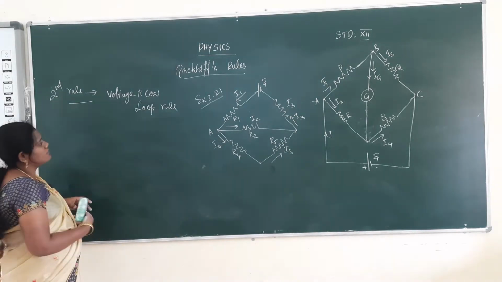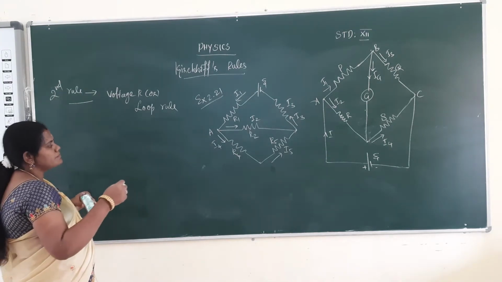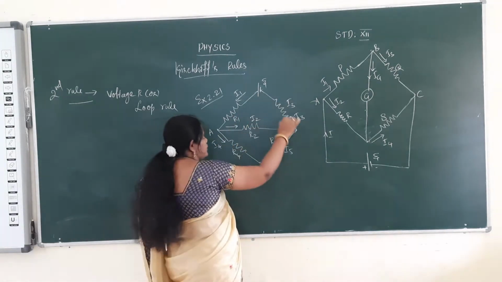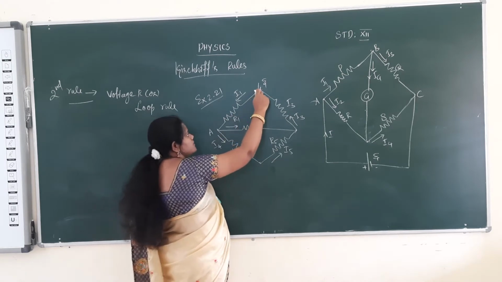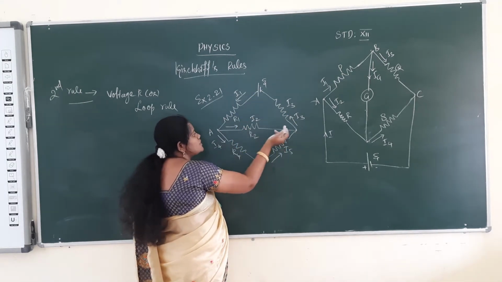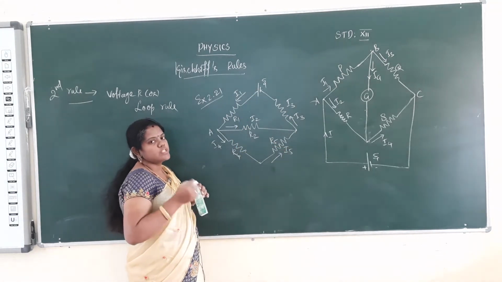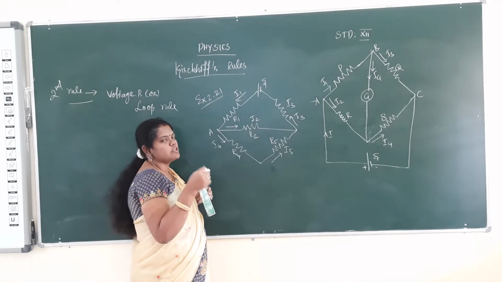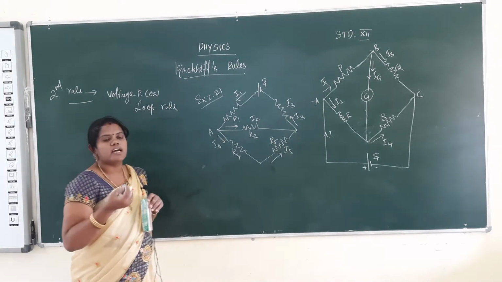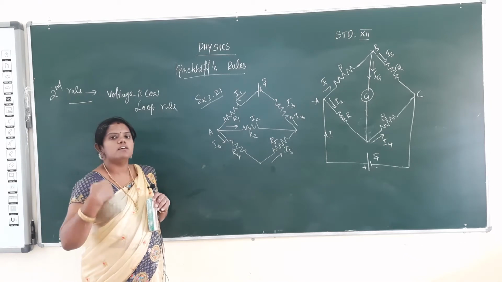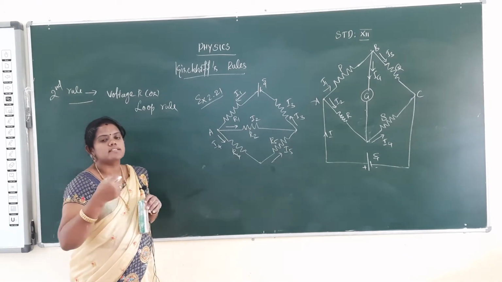So the current direction we mention: if the current keeps going in the same direction, the first current goes this way, the second current goes this way, and if the third current comes in the opposite direction, it will be taken as negative. So the current moving in a single direction will be taken as positive. Suppose the current is opposite to the previous current, it will be taken as negative.